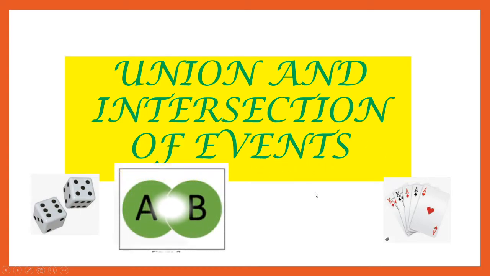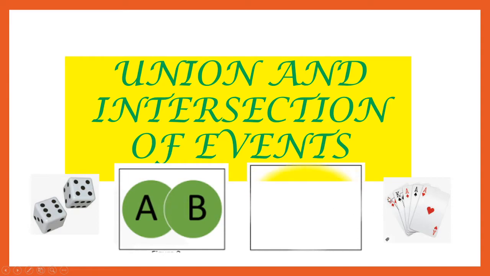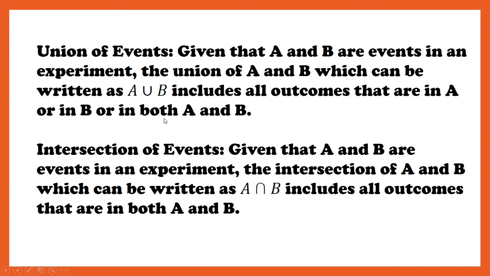Okay, so ngayon, balik tayo sa union and intersection of events. When we say union of events, given that A and B are events in an experiment, the union of A and B, which can be written as A union B, includes all outcomes that are in A or in B or in both A and B. Whereas the intersection of events means that given that A and B are events in an experiment, the intersection of A and B, which can be written as A intersection B, includes all outcomes that are in both A and B. So, do not be confused.